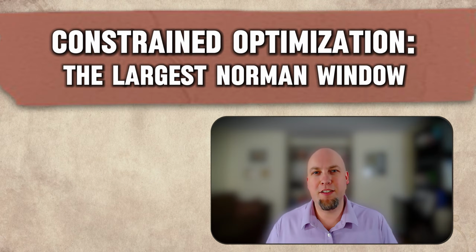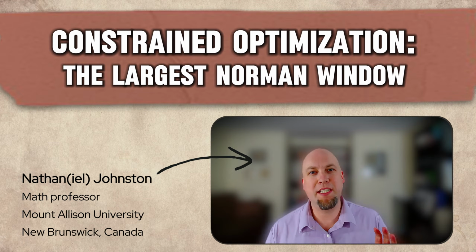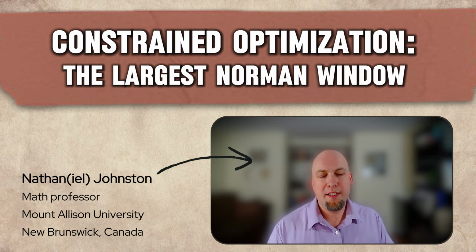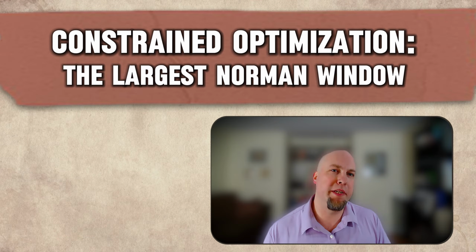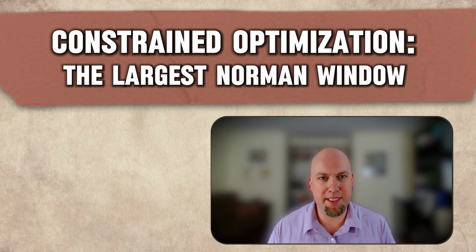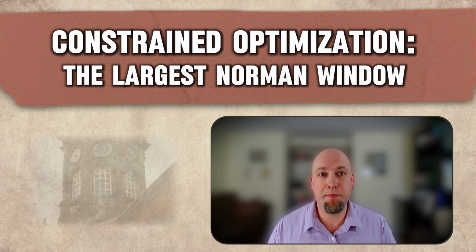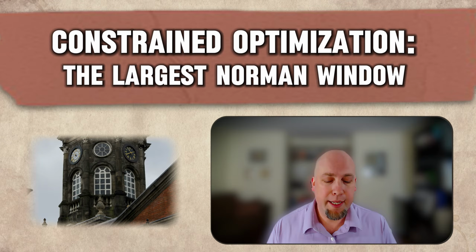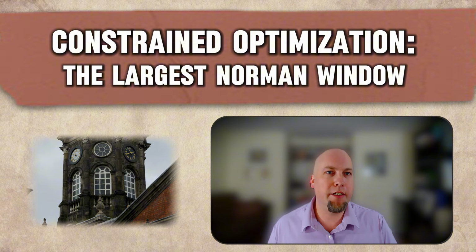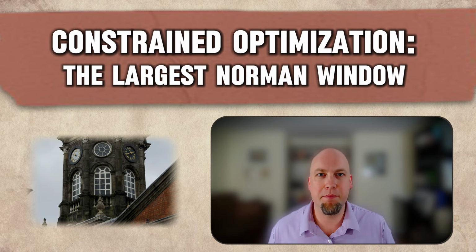Hey everyone, my name is Nathan Johnston, and today I want to go through an example constrained optimization problem with you to illustrate the procedure that you should be going through to solve these types of optimization problems. The problem that we're going to be going through is maximizing the area of a type of window called a Norman window, and the reason I chose this particular problem is because it does a really good job of illustrating each different aspect of these types of problems and what you have to think about to be able to solve them.